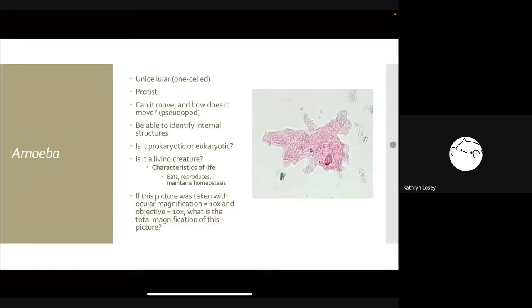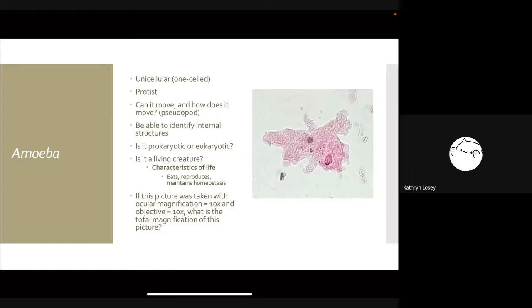Okay, so then the next one you looked at was an amoeba, and they really don't have much of a shape. These guys are unicellular. They function as one cell. They don't have a bunch of cells that form organs and other functioning parts. This is just one functioning cell. This is a protist, and it does move.